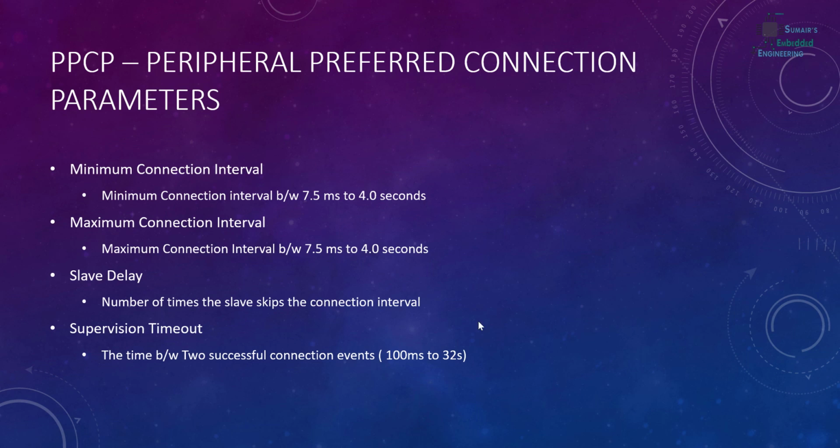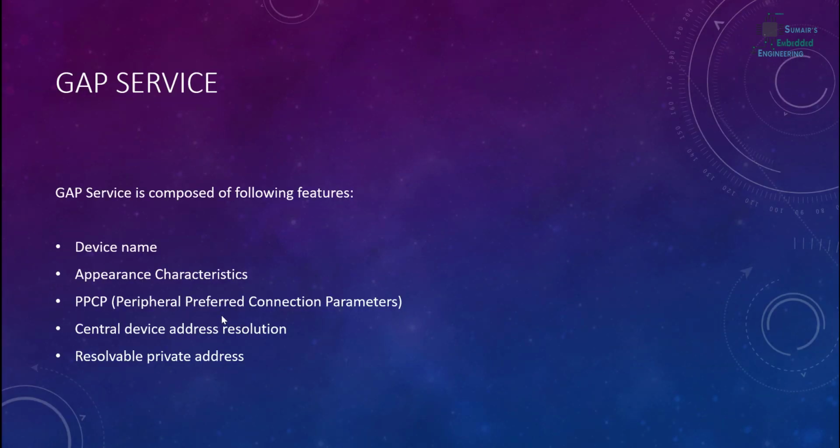For programming we just define these constants, and then we will pass them to the GAP initialization function. In that function we will do all the stuff. So that's it for this. Now let's start coding, and we will see what functions are available, how we are going to use these functions, and how we set it up so that our generic access profile is available to the master device.